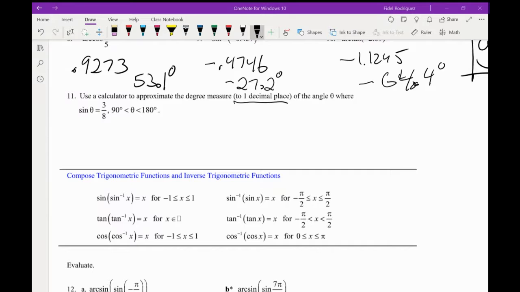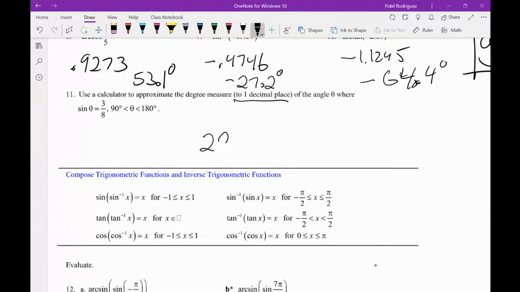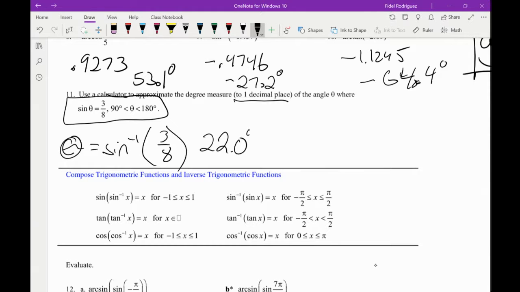So we're going to go second sine inverse of 3/8, right? And 22.0 degrees. Okay, so guys, again, just to give you a heads up, what am I doing here? My angle theta is going to be equal to the sine inverse of 3/8. Okay, sine inverse of 3/8.